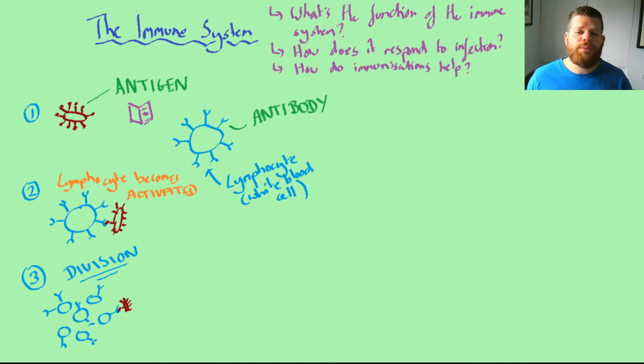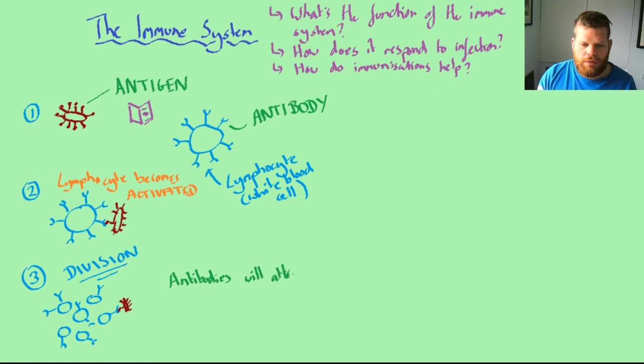So what we've got now is a scenario where the pathogen that's infected our body not only has these lymphocytes looking for it, but there are all of these antibodies flooded out into the bloodstream. So what does this all mean? Well, the antibodies will attach to the antigens.